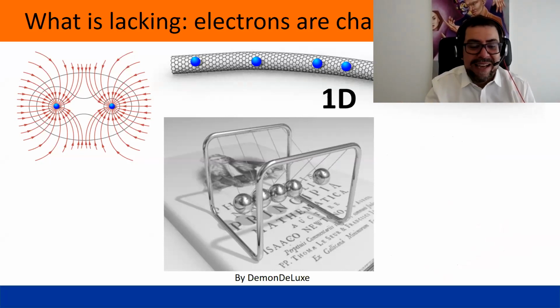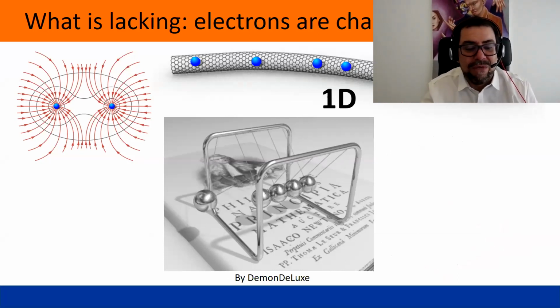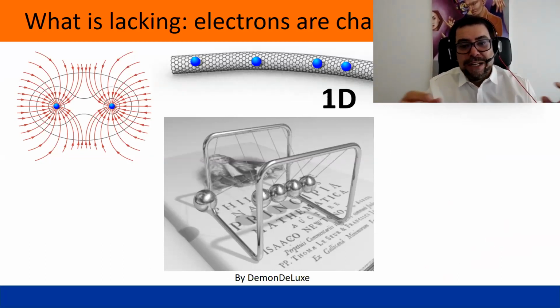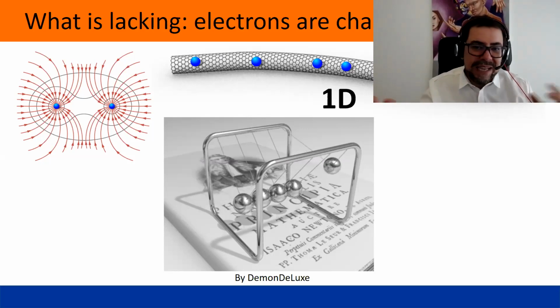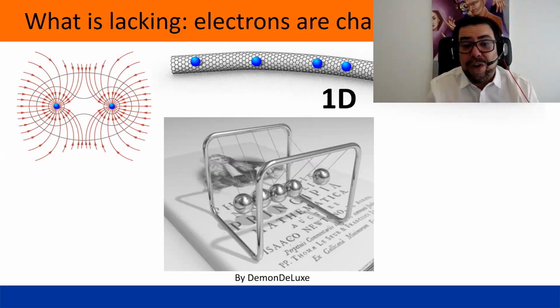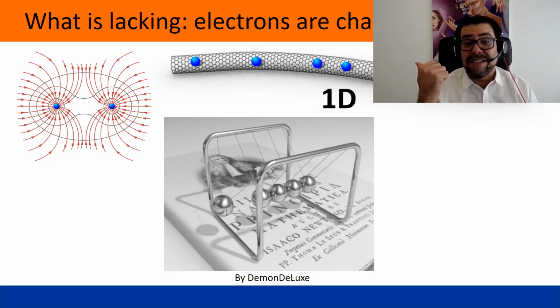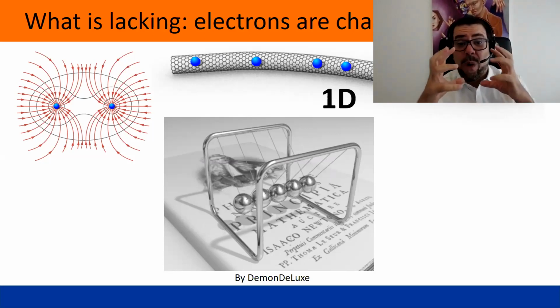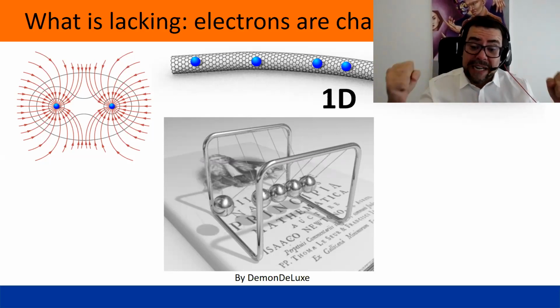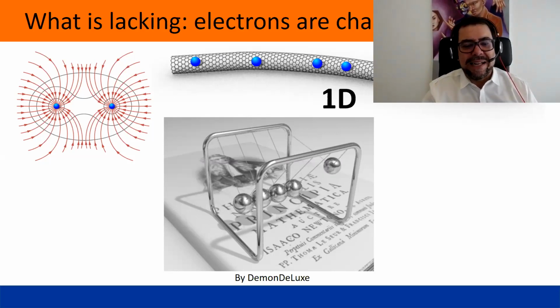So this is a collision pendulum. I'm sure all of you have seen this before. So essentially the energy is going to be transmitted from one side to another of this tube in a very different way than it is in a three-dimensional object, okay? Because of the electron-electron interactions, the collisions between these electrons.